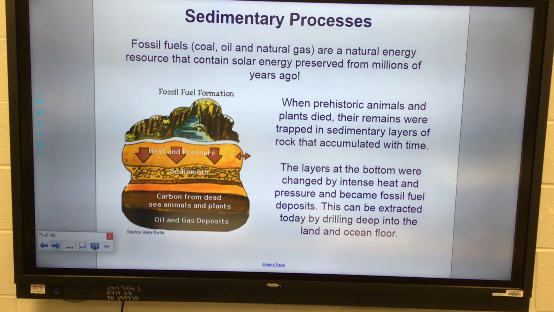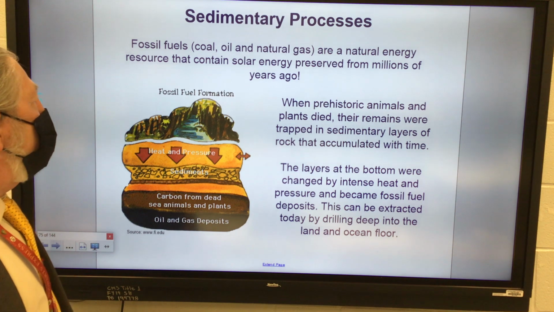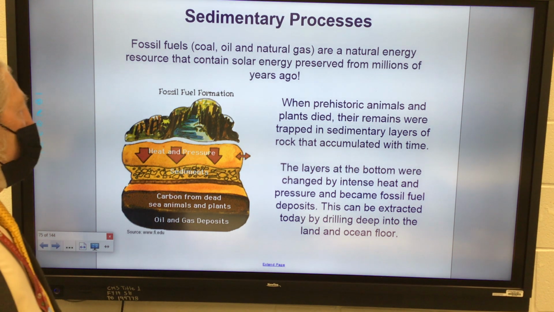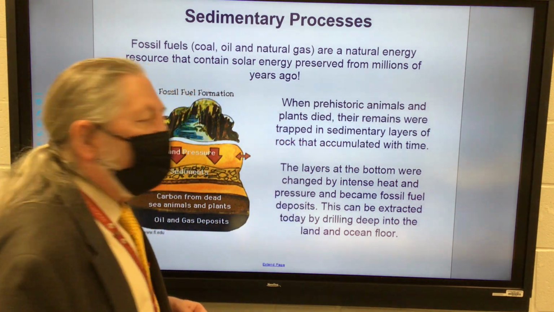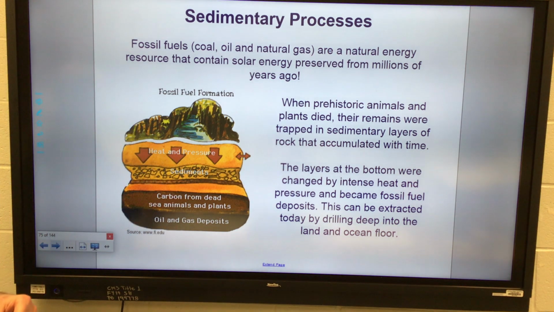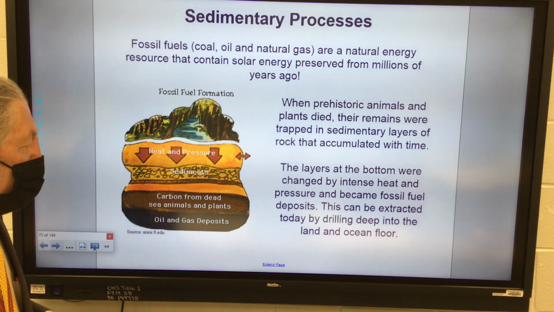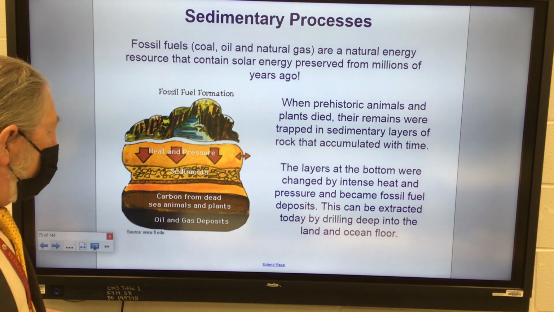Here is a picture of fossil fuels, such as coal, oil, and natural gas, a natural energy resource that contains solar energy preserved from millions of years ago. Are you listening? Okay, when prehistoric animals and plants died, their remains were trapped in sedimentary layers of rock that accumulated with time over millions and millions of years, and maybe even a billion years. The layers at the bottom were changed by intense heat and pressure and became fossil fuel deposits, and this can be extracted today by drilling deep into the land and ocean floor.